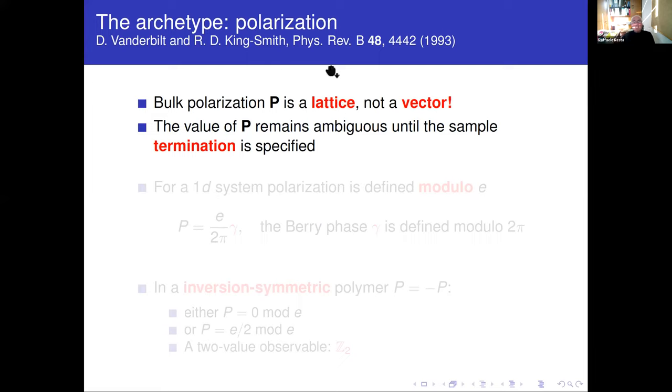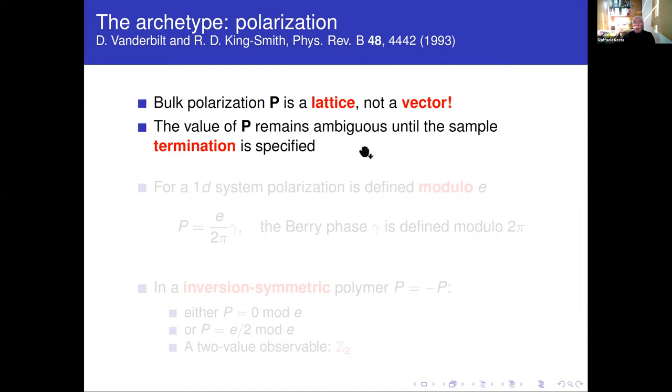The bulk polarization is a lattice. This was specified in the second of the two famous papers by King-Smith and Vanderbilt. There is King-Smith and Vanderbilt first, and then Vanderbilt and King-Smith is the second. In the second, they say that polarization is a lattice, not a vector. And what is important, whenever you have a bounded sample, the value of P is ambiguous until the sample termination is specified. So when you truncate a crystal with a given crystal structure, it is nature who chooses the value of polarization. It is amongst the values permitted by the bulk theory, it is the value that makes the energy minimum. You will see an example of that.